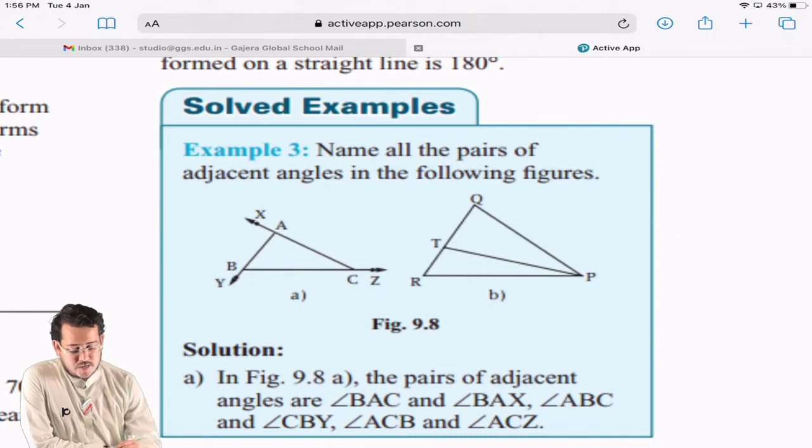In the same way, if I will see triangle TPR, the lower triangle, and the upper triangle is QTP, they are two different triangles, but line segment TP is common between both the triangles. So I can say that angle TPR and angle TPQ both are adjacent angles.